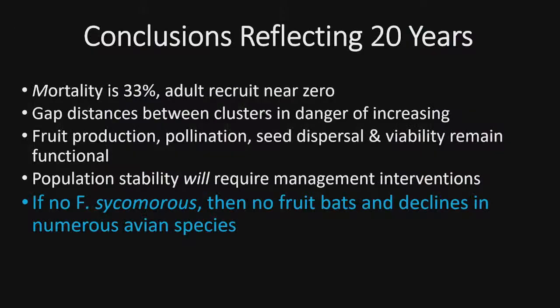So our conclusion: 1 in 3 individuals of that original large data set are gone, virtually no recruitment. Fortunately, fruit production, the pollination system, the seed dispersal system, the viability of seed germination are all still functional. But for population stability, I think we may need to require some management in the future. Thank you.